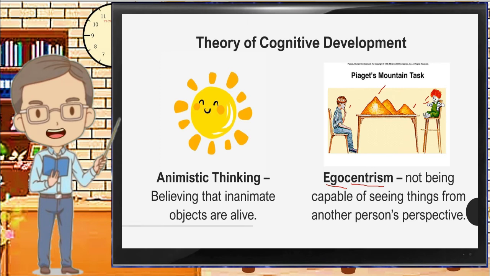But from the perspective of children, even though they are being asked about the perspective of the doll, what they say is that the doll will see the mountains from largest to smallest. Hence, what I'm trying to say here is that they don't have the capacity yet to consider the perspective of another person. So this is not to say that they are selfish, but rather they do not have the ability yet to consider how other people think and feel.